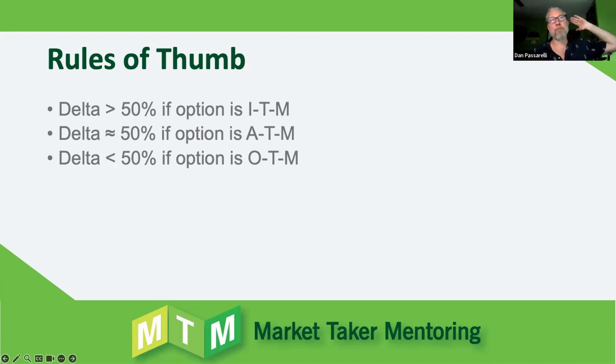Go to the other side of that. If there's a call that's the 110 strike call and the stock is at 100, well, that call is out of the money by $10. And so it's already got a head start of being out of the money. It's got less than a 50% chance of being in the money at expiration because something's got to happen to change that. And then at the money options, they're kind of 50-50.